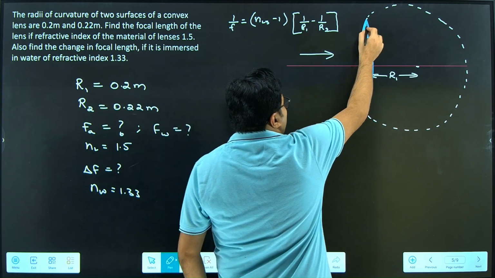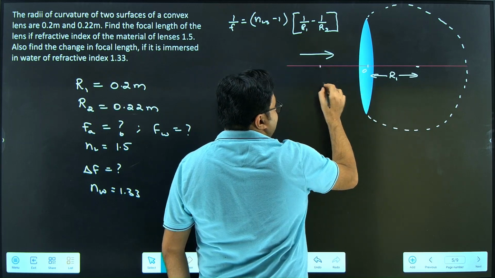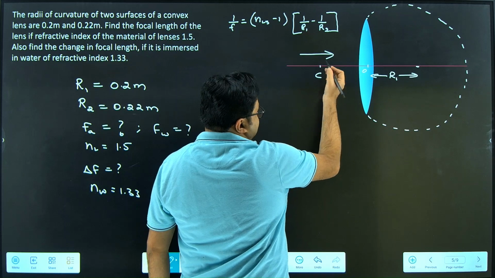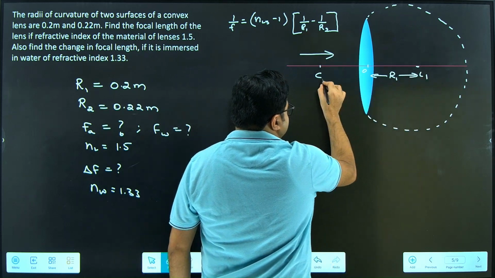And similarly, if you can imagine, there is the center of curvature of this surface. Let me call that C once again. Maybe this is C1 and this is C2.